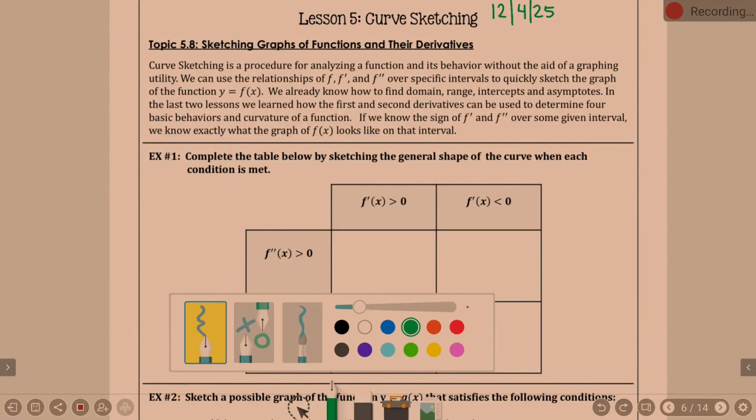In lesson 5.5 today, which is curve sketching, we are going to be looking at, dependent on what information they give me, what kind of curve can we sketch? What kind of graph can we sketch?